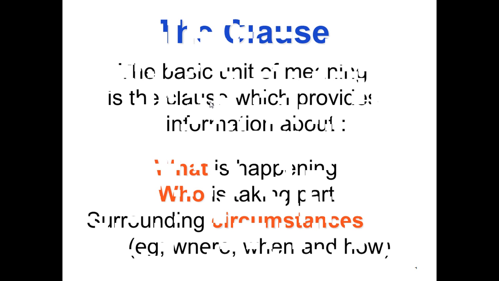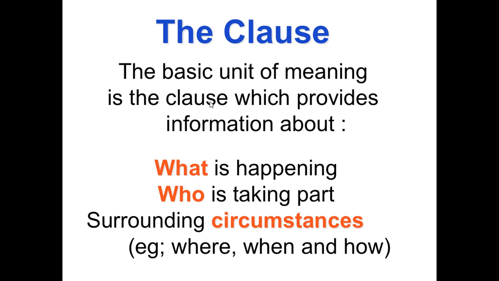Okay. So, to sum up, you should look at a clause as an important, a crucial unit of meaning that provides information on what's happening, who is taking part, and the surrounding circumstances. We'll find all this very soon when we talk about transitivity. So that's a crucial way in which we look at a clause in functional grammar. It's not the only way, but it's one very important way.